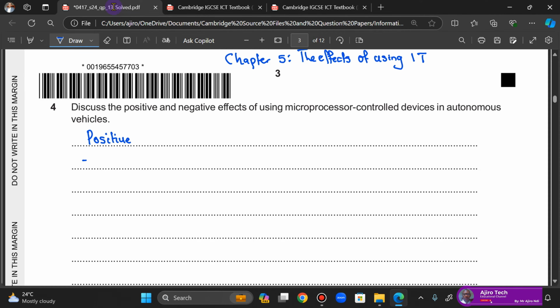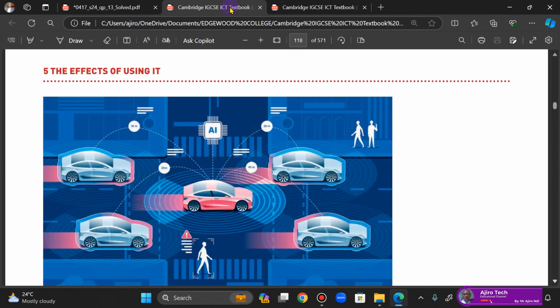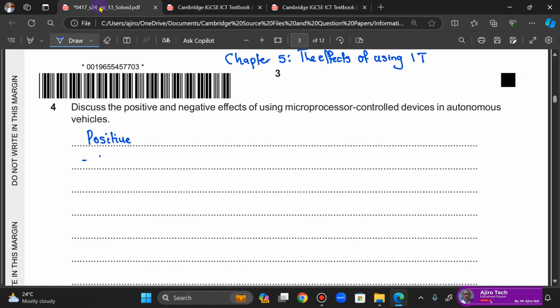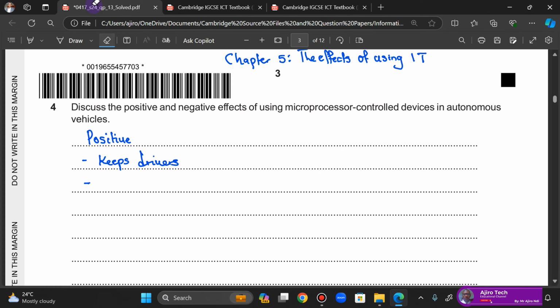Okay. So it keeps the driver safe, safer, because human error is removed, leading to fewer accidents. It keeps the driver safe because when it senses those objects, it's going to stop. Right. Safer because human error is removed. That's the positive. Let me put everything together.